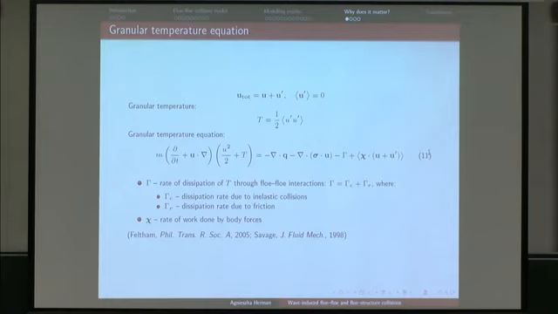But the important thing is the form of this term, that is the forcing multiplied by velocity. So what we are interested in is if there is a covariance between the fluctuating part of the velocity and forcing, because if there is, then it contributes to the granular temperature.